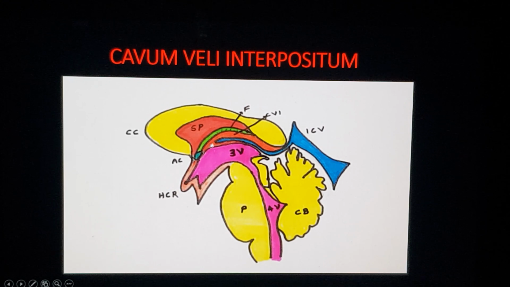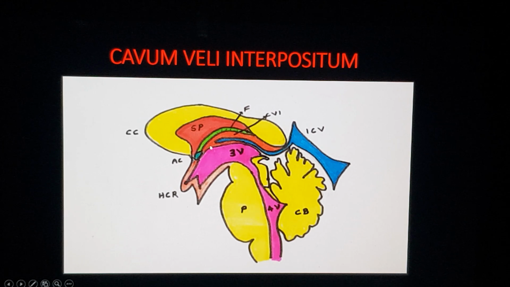Now you concentrate on this orange structure here, which I have labeled as the cavum velum interpositae. So the cavum velum interpositae is inferior to the cavum septum pellucidum and cavum vergae and is separated by the fornix. So whatever is inferior and posterior to fornix is the cavum velum interpositae.